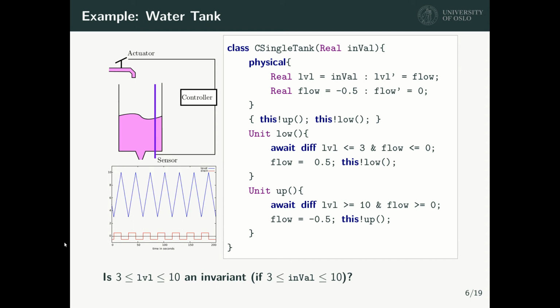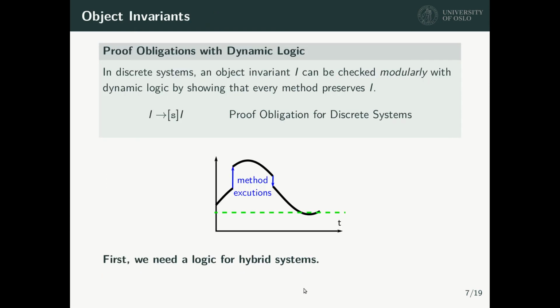But now we want to prove that this is indeed an invariant of the system if I start with a safe state, so for all possible input values. How do we do this? Well, as a reminder, we want to have something like this for every method, but now we have the problem that we somehow need to refer to ODEs in our statement and maybe in the postcondition.